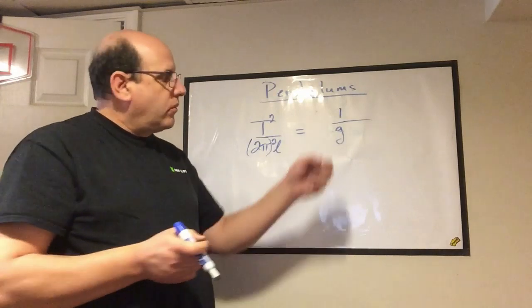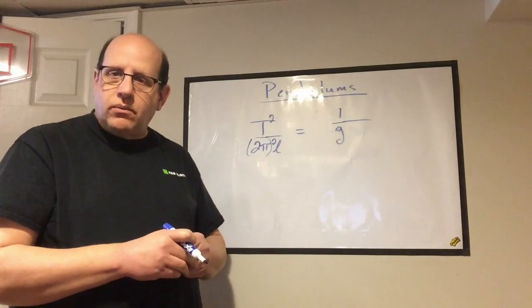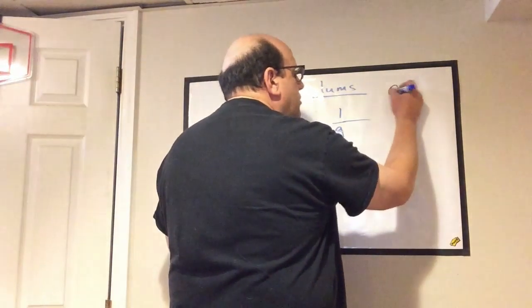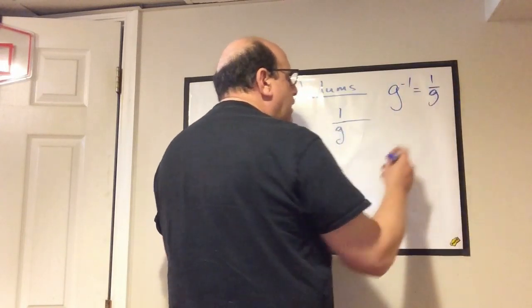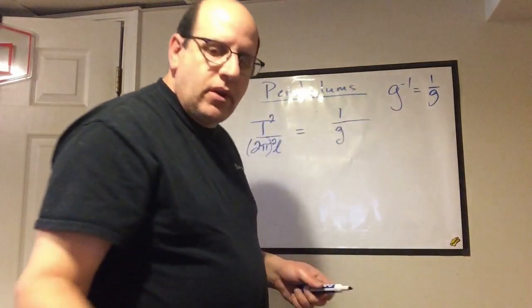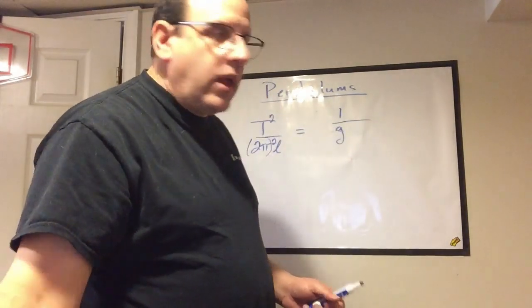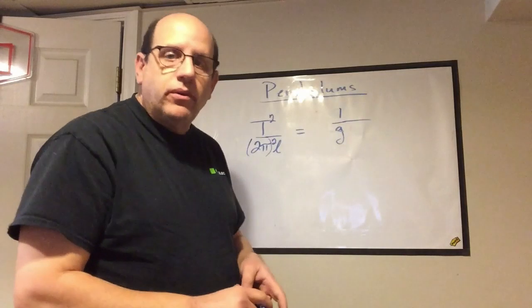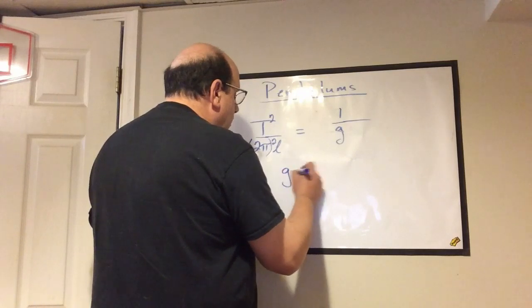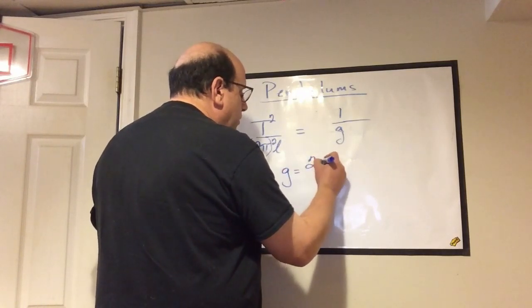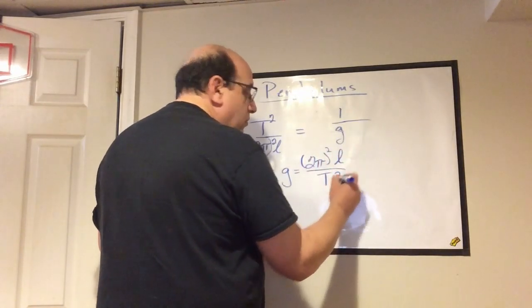And we're almost home, and we can really look and see that 1 over G is just the inverse of gravity, right? So G to the negative 1 is the same thing as 1 over G, right? And so if this is the inverse, then to have G, all I have to do is flip this whole thing over. And I'll see that G is equal to 2 pi squared times the length divided by the time period squared.